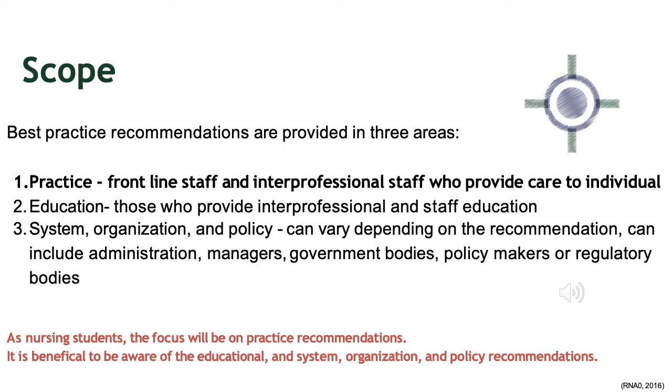Best practice recommendations are provided in 3 areas. Number 1 is practice. This includes all frontline staff and interprofessional staff who provide care to the individual. Number 2 is education. It's those who provide interprofessional and staff education. And number 3 is system, organization, and policy. This can vary depending on the recommendation. It can include administration, managers, government bodies, policymakers, or regulatory bodies. As nursing students, the focus will be on practice recommendations. It is beneficial to be aware of the educational and system, organization, and policy recommendations as well.